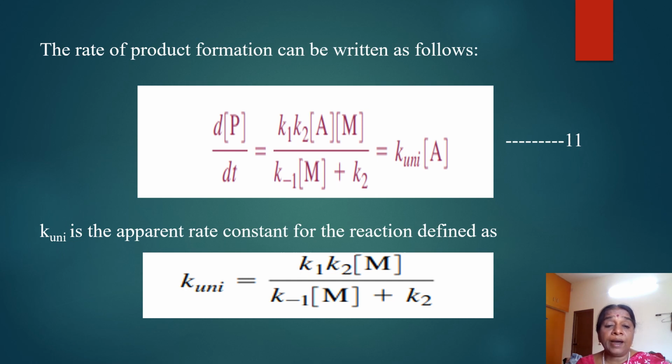K uni is the apparent rate constant for the reaction, defined as K uni equal to K1 K2 into concentration of M divided by K minus 1 into concentration of M plus K2. Okay students, so far you have learned how the Lindemann unimolecular reaction mechanism can be studied with the idea of pre-equilibrium approximation and steady state approximation, and how it changes into two different equations at low pressure and high pressure concentrations of the substrate molecules. And I hope you had a good learning session.